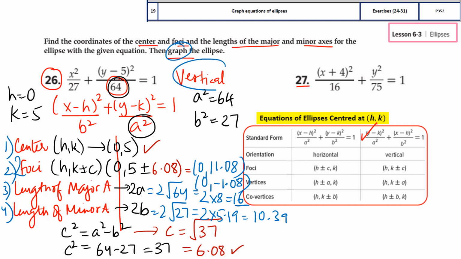Definitely this is a vertical ellipse. So the y-axis will be the major axis and the x-axis will be the minor axis. You can also find your vertices and co-vertices using the formula. And now in the next slide, I will show you the answer key for these two questions.